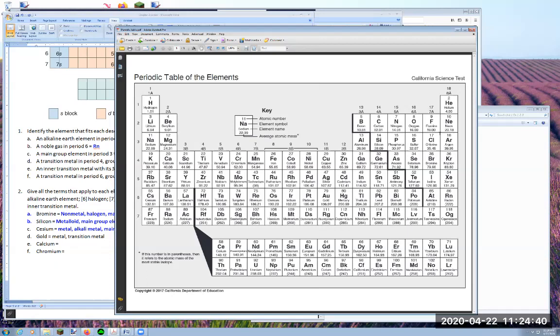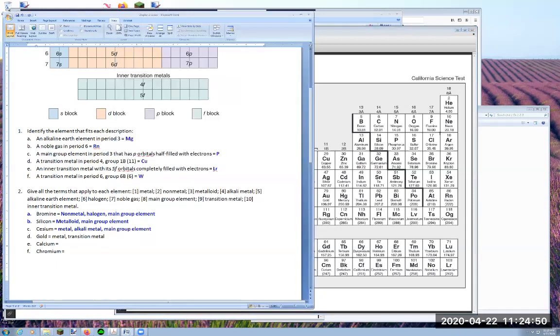Gold, it's in a B group, right? 1B. So then it's a transition metal. And is it a main group element? No, it cannot be a main group element because main group elements are A groups and that's in a B group. Transition metals are not main group elements.